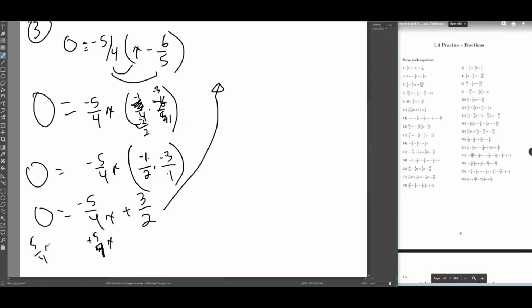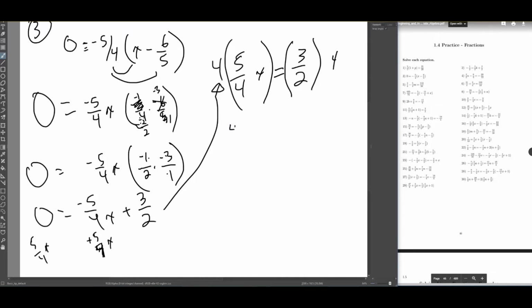Going here, I want to put this 5/4x on the left side. So what do I do? I add 5 over 4x on this side as well. So the problem becomes 5 over 4x equals 3 over 2. Now, we've got to get rid of these fractions. I have a 4 and a 2 as a denominator. So what could I multiply all this by in order to get rid of the fractions? Well, I can multiply everything by 4, right?